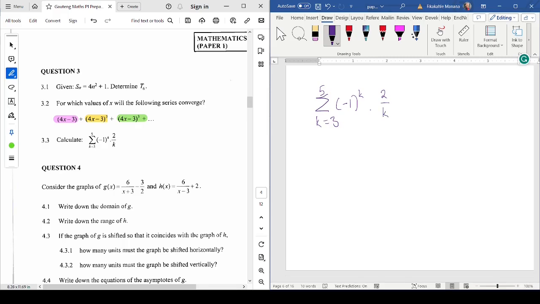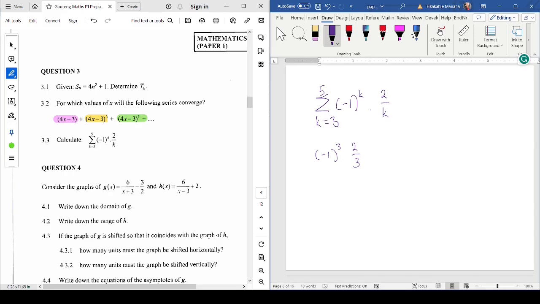What I want you to notice is that k starts from 3 and ends at 5. The bottom one is the start, and the top one is the end. These numbers are the values of k that you substitute into this formula, right? So the first term is where k equals 3. We will have (-1) to the power 3 times 2 over 3. That's our first term.